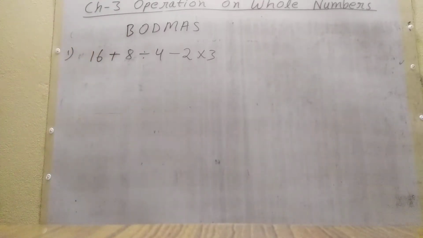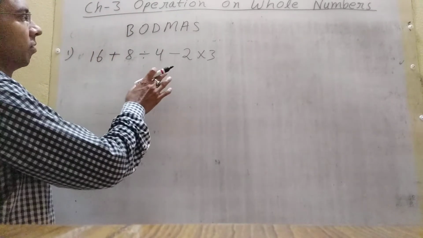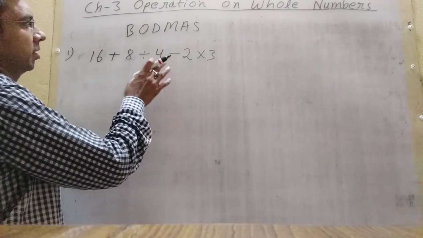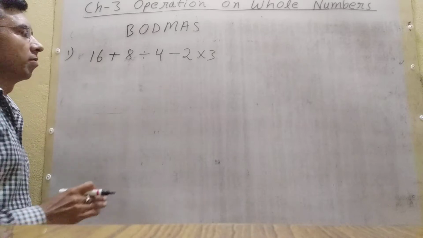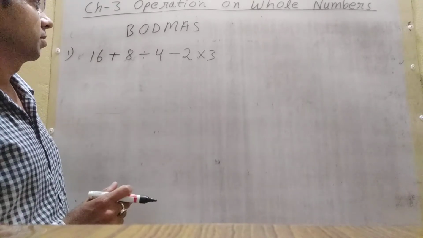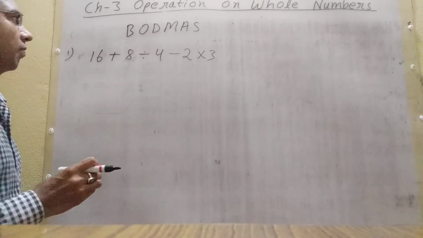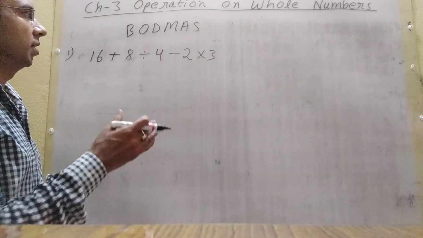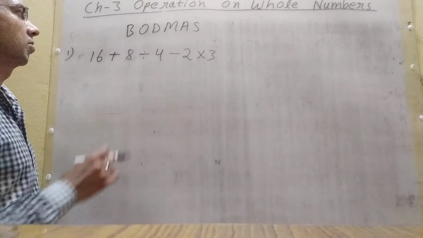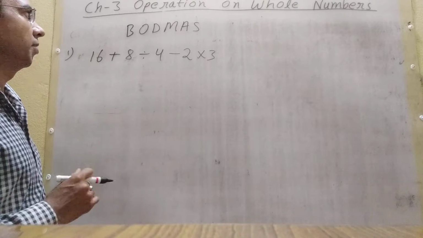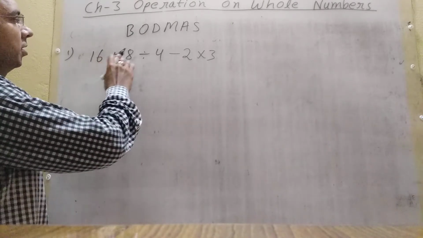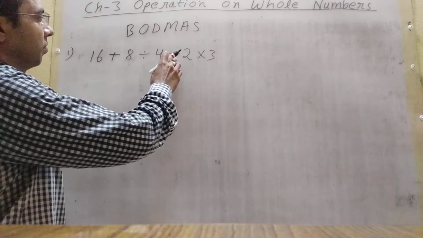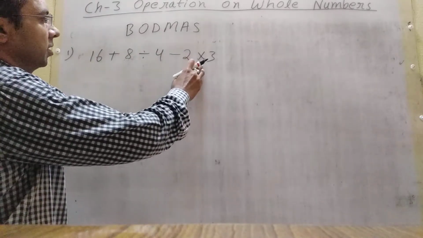Student, simplification. While solving simplification sums, we follow the BODMAS rule. What are simplification sums? When more than one operation is done in an equation, that is known as simplification. See here, addition symbol is also there, division symbol is also there, minus symbol is also there, multiplication symbol is also there.